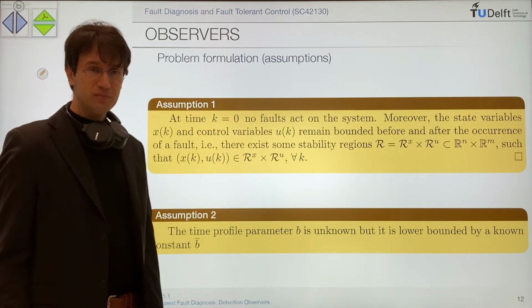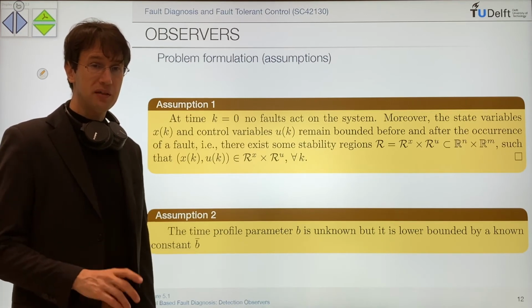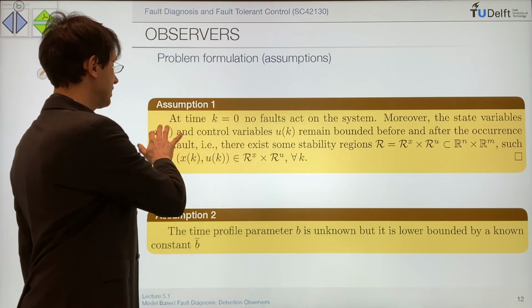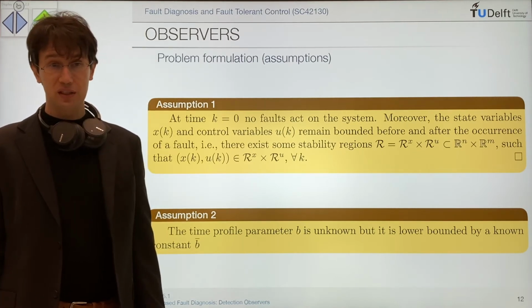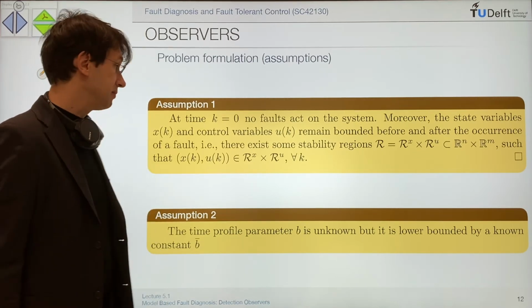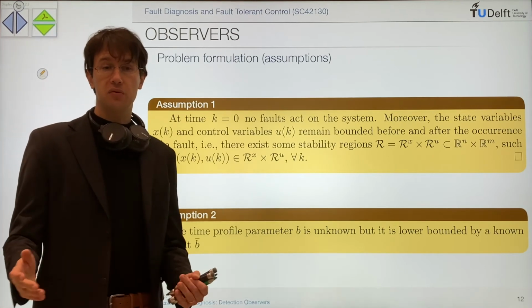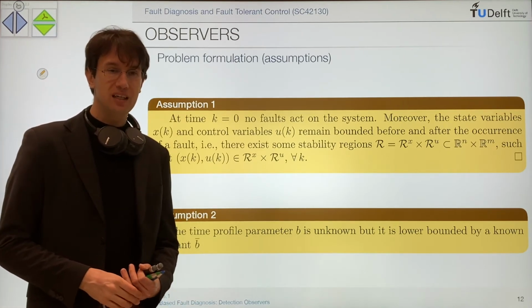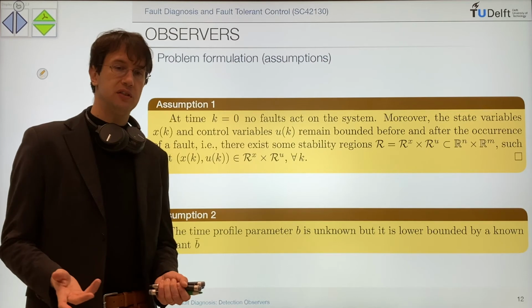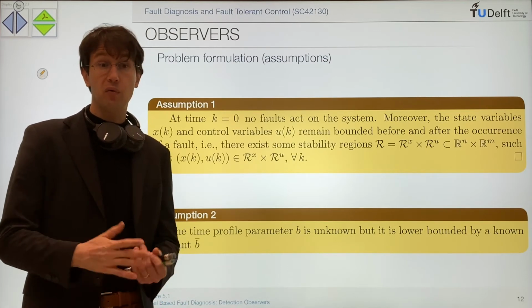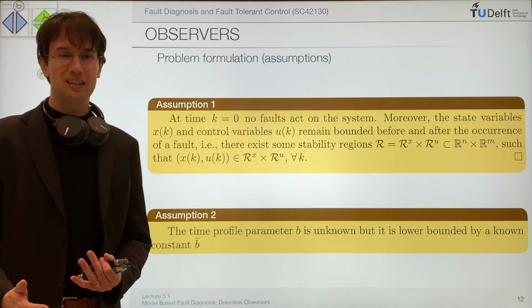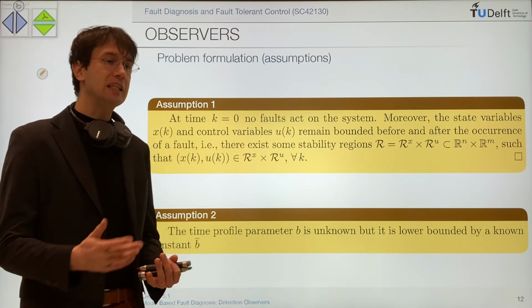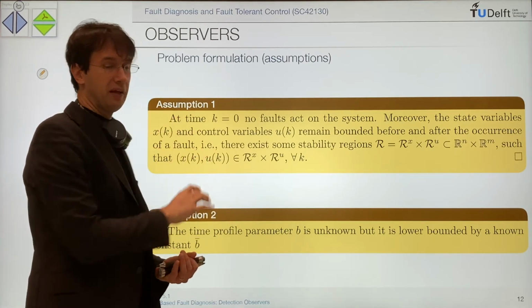Also, we need to assume that even when we have a fault, the variables, the state and input, and of course also the output, they stay bounded. So the fault is not immediately causing a catastrophe. I know that this is a sort of strange assumption because you say, okay, we want to prevent catastrophes. So if we just assume they are not going to happen, then we solve the problem. But indeed, this is just a mathematical thing.